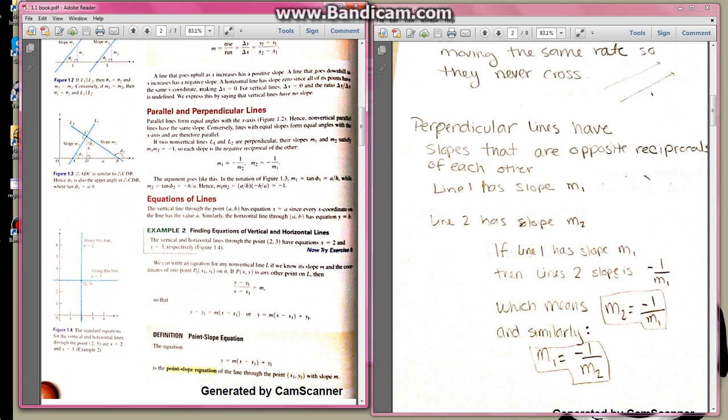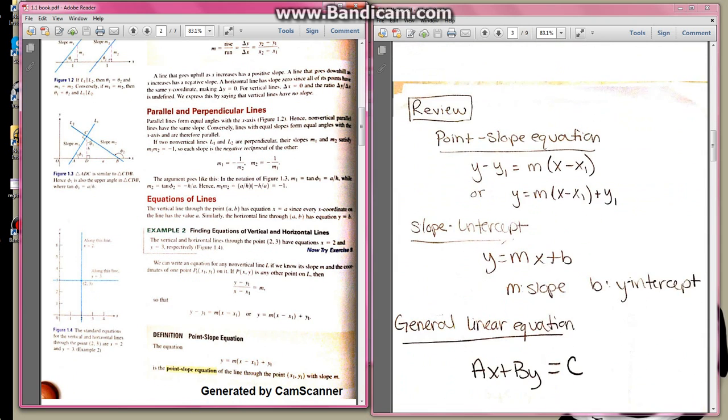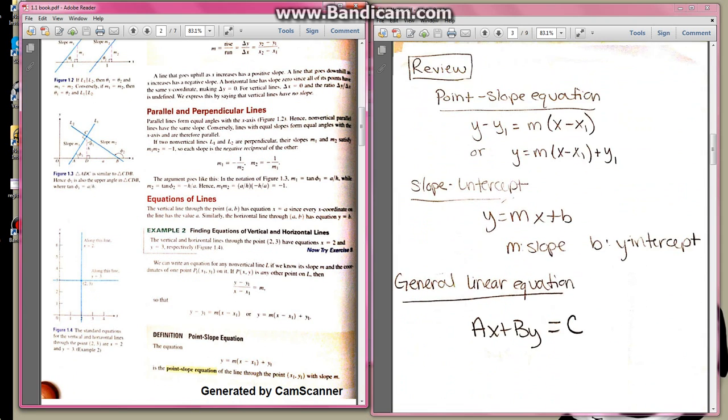Equation of a line. You already know, here's some review. So there's the point-slope equation, y minus y1 equals m times the quantity x minus x1. In the book, they simply move over this negative y1 and tack it on at the end. It's no big deal. Just follow the algebra. It's not trying to trick you. Slope-intercept form, y equals mx plus b, where m is the slope and b is the y-intercept. You already know that.